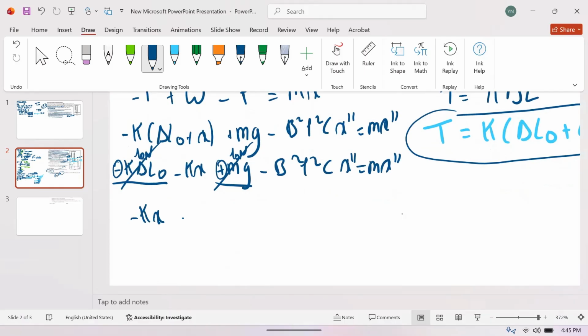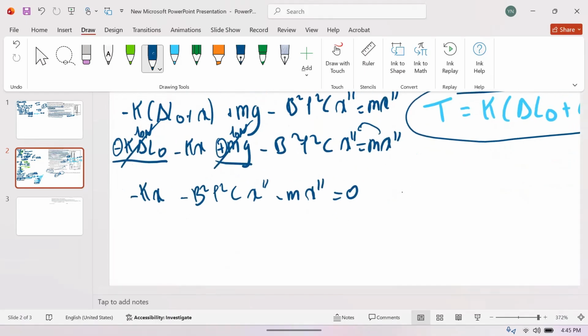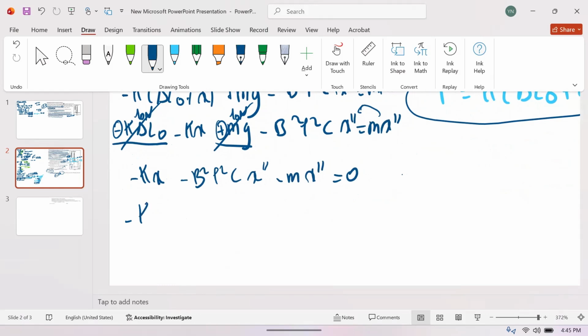Minus kx minus B²L²c x', and I will get m to this side, so it's minus mx'' equals 0. Now, take x'' as a common factor. Let me just also remove the negative signs, since all of them have this sign. Now we will be getting x'' as a common factor, and we will be left with (B²L²c + m) x'' + kx = 0.